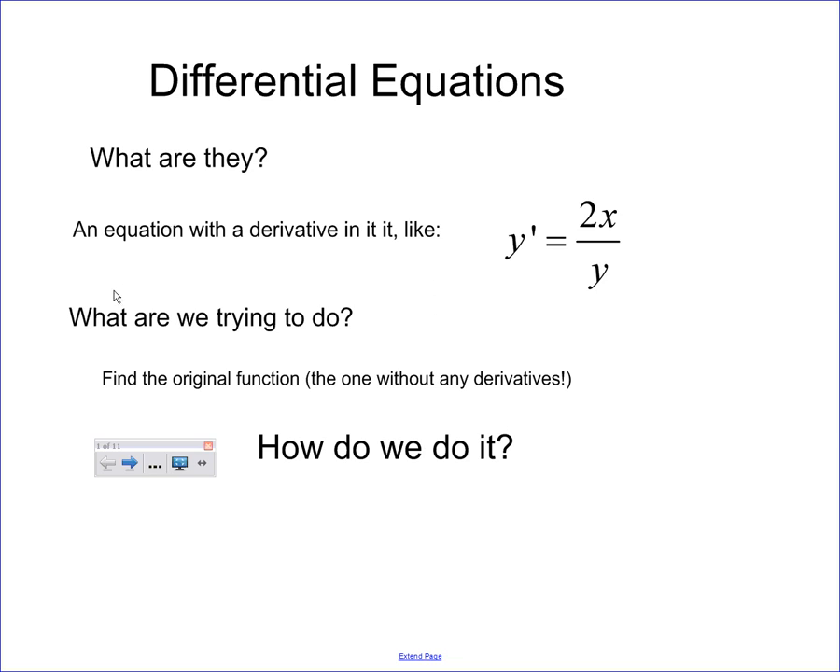So what are we trying to do? Well, we're trying to find the original function, trying to find out what we started with if this was the derivative. If y prime equals 2x over y is the derivative, what equation do we start with? And then hopefully we'll be able to answer the question, how do we do it?